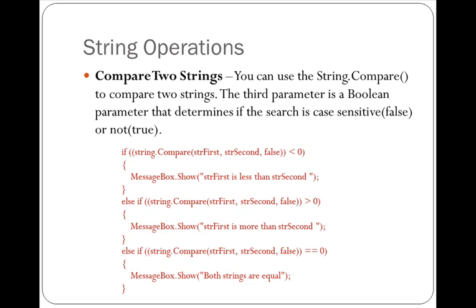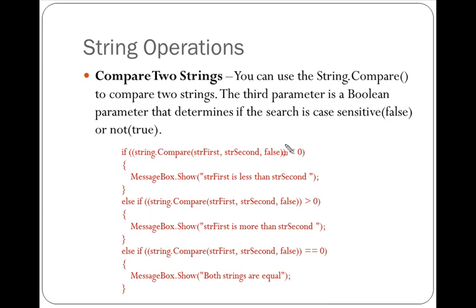Comparing two strings, you can use the compare method. It takes 3 arguments. The first is the first string to compare, the second is the second string to compare, and then a boolean, either true or false, on whether or not this is going to be looked at case sensitive. If it is case sensitive, then you want to use false. If it's not, then you use true.